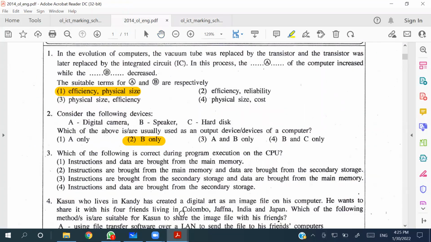Right. Then the third, which of the following is correct? During the program execution on the CPU, instruction and data are brought from the main memory. Kind of correct. Instructions are brought from the main memory and data are brought from the secondary storage. Not like that. Instructions are brought from the secondary storage and data are brought from the main memory. Not like that again. Yeah, it's going to be the first one, people. Instruction and data are brought from the main memory.